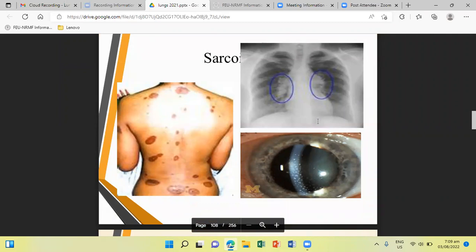Another thing is the eye. The eye lesions and skin lesions are the ones that are next in frequency. So check the eye, the skin, and of course, do your X-ray for your hilar nodes.